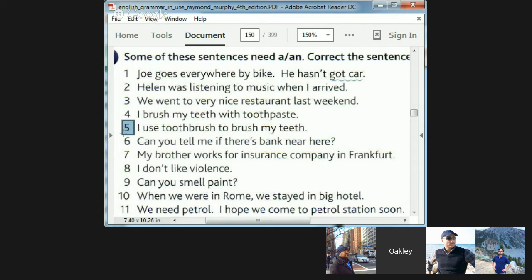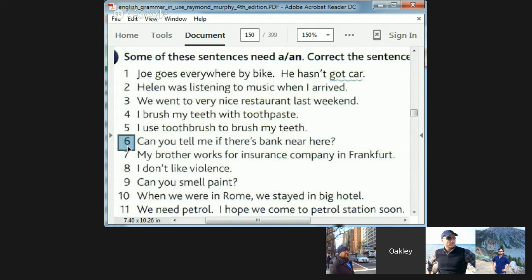Okay, number 5. I use a toothbrush to brush my teeth. I think I have to use A before toothbrush. Sure you do. Toothbrushes are countable. We can definitely count them. That is correct.